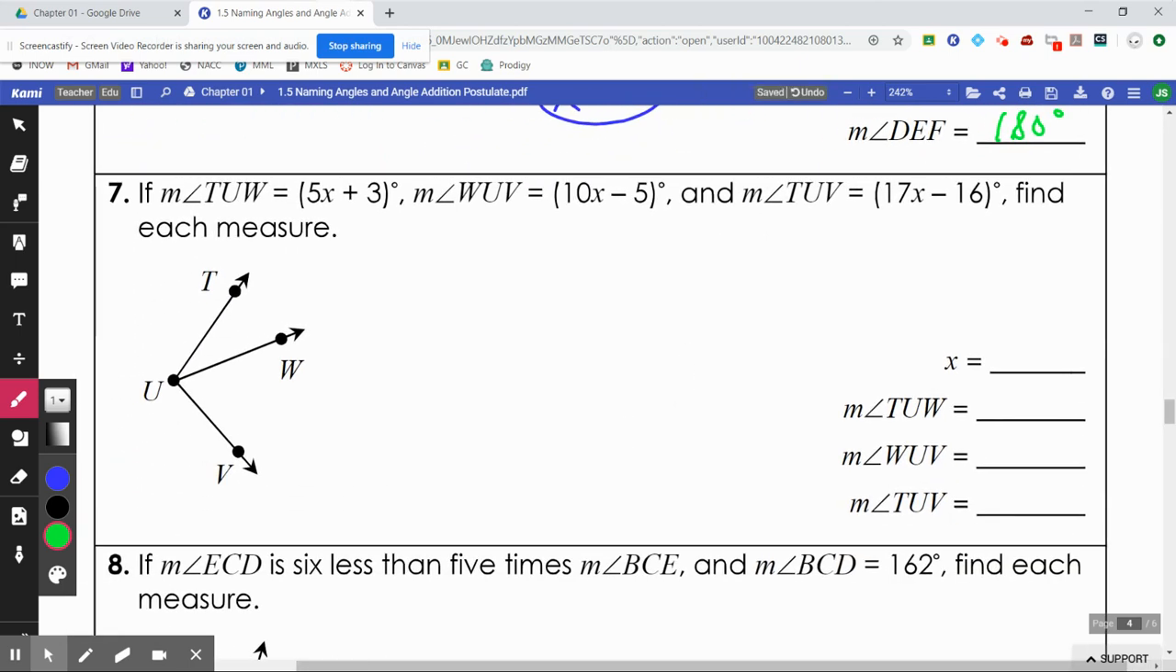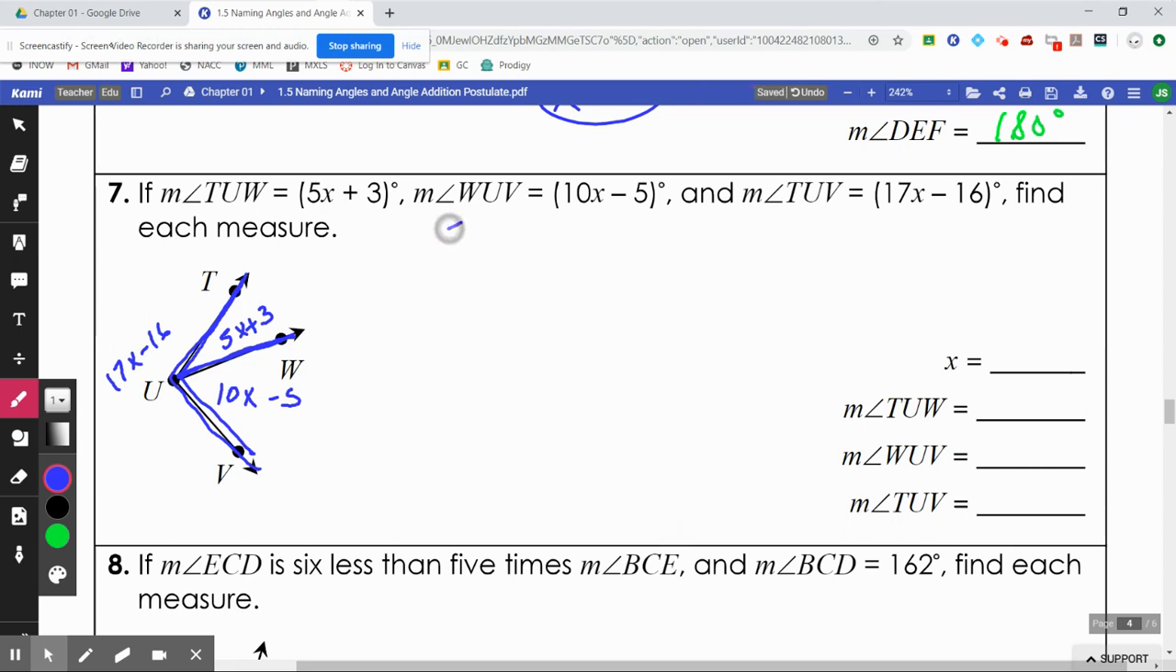Number 7, TUW. TUW is 5x plus 3. WUV. WUV, this one is 10x minus 5. That's a horrible x. And then TUV, which is the whole thing, I'm going to write it over here, is 17x minus 16.